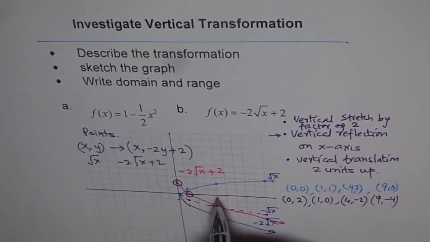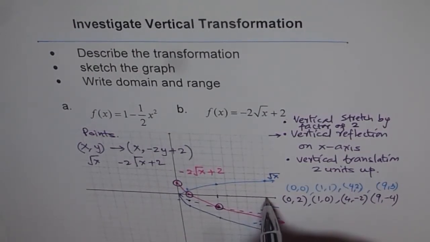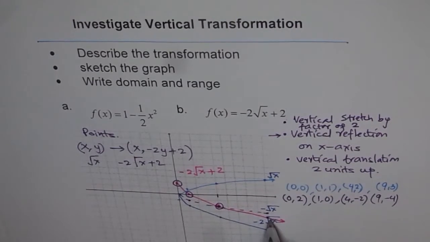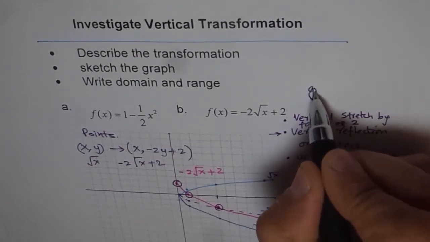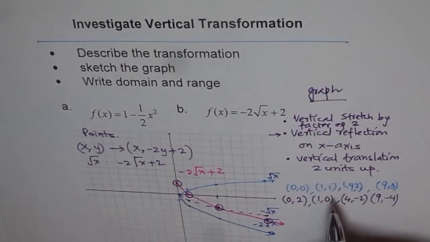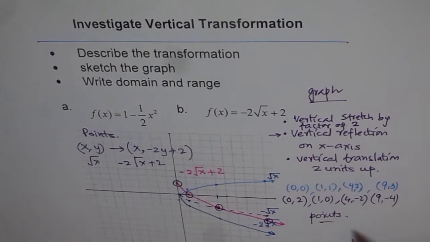4, minus 2. 4, minus 2. That's correct. 9, minus 4. 9 and 1, 2, 3, 4. So there you are. So that is using points, right? So what we have done is, we have followed steps to transform a function and get it on the graph. So you can sketch using graphical method, or you can calculate points. Either way you can get your results, right? So I will say adopt whichever is convenient to you, right?